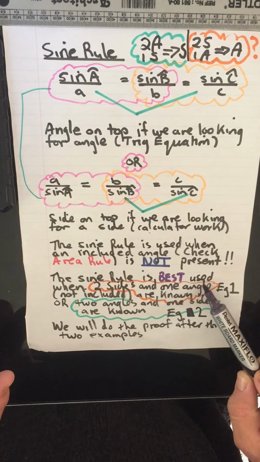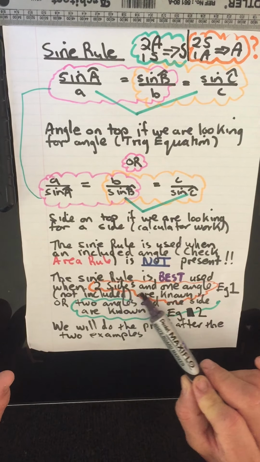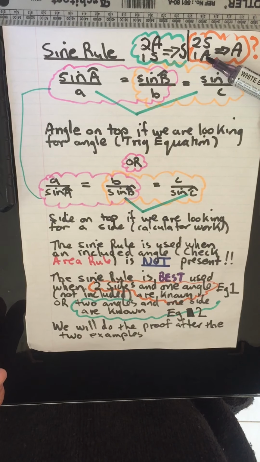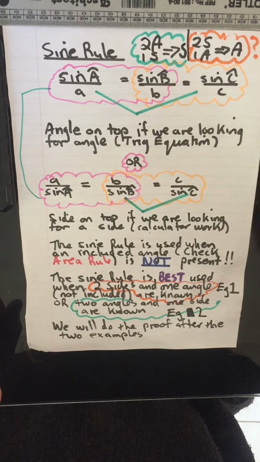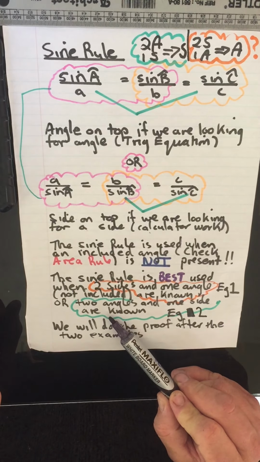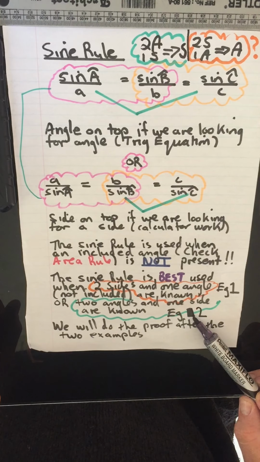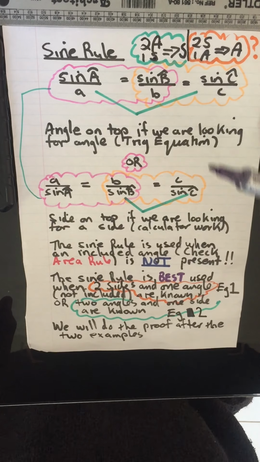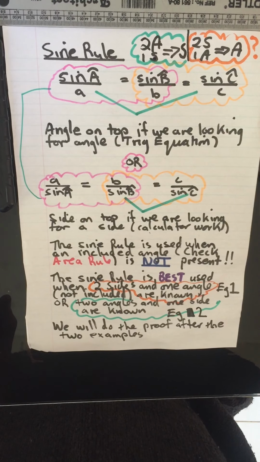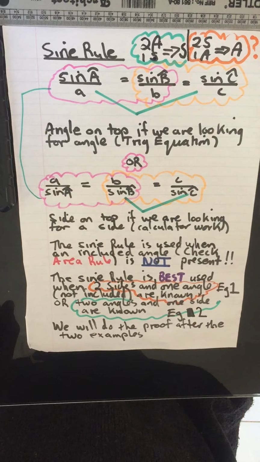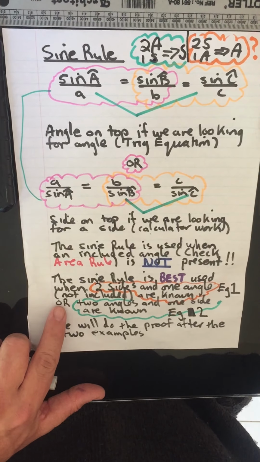The sine rule is best used when two sides and one angle are known, and it means we're looking for another angle. Or when two angles and one side are known, and I'll be illustrating that in example 2. Then we look for the unknown side. After we've done the examples, we will do the proof.